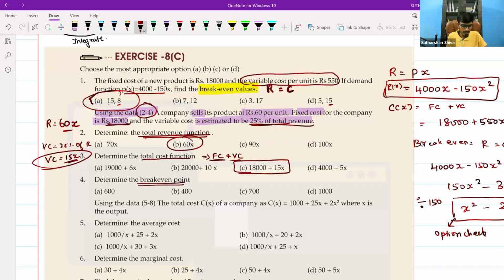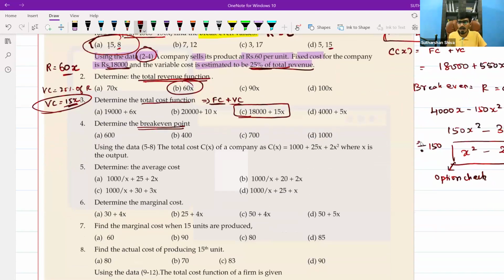What is a break-even point? Break-even point is nothing but R equal to C. That is revenue function is equal to cost function. So revenue function we know 60x. Cost function we know 18,000 plus 15x. So if I substitute, it will become 45x is equal to 18,000. Then x becomes 18,000 by 45. My value will be 400.